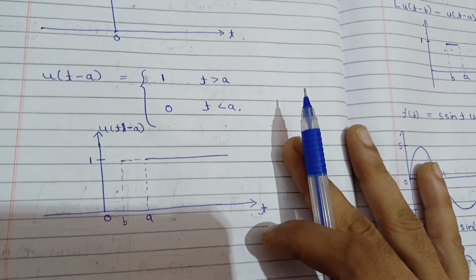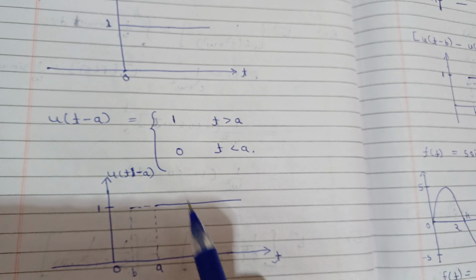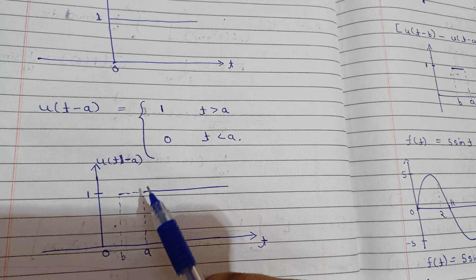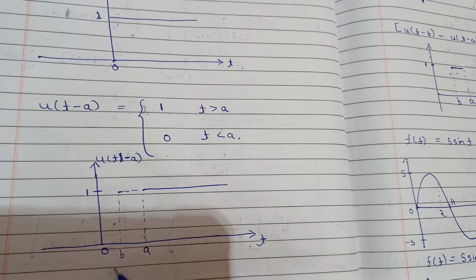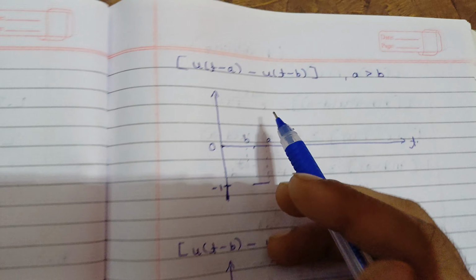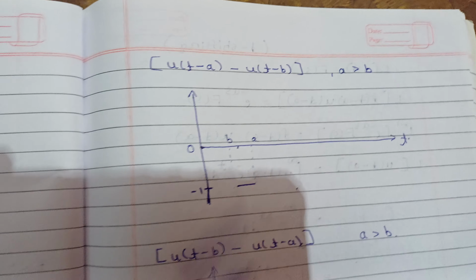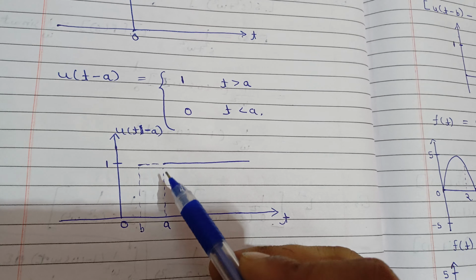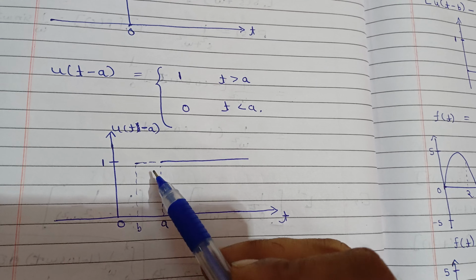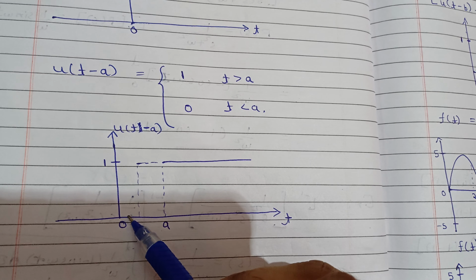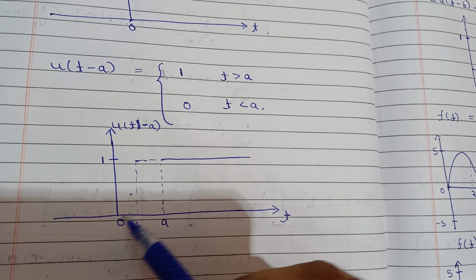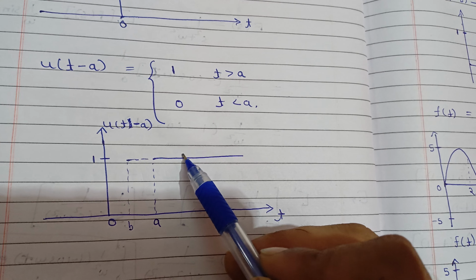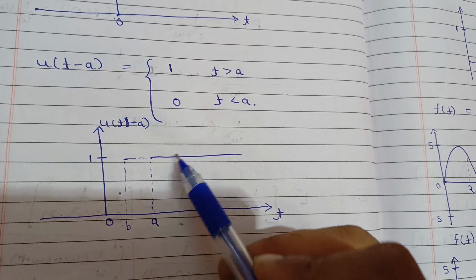Now the same if you want to plot u(t minus a) and u(t minus b). If a is greater than b, then a will be here, and b will be here. So how can you write u(t minus a) minus u(t minus b) for a greater than b? See, u(t minus a) starts from here and u(t minus b) starts from here.